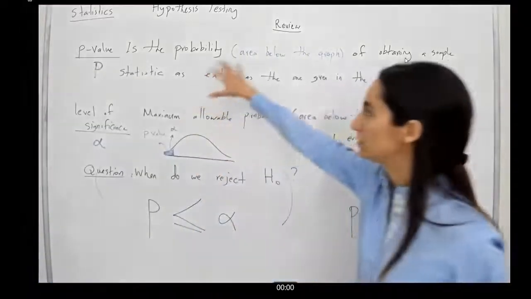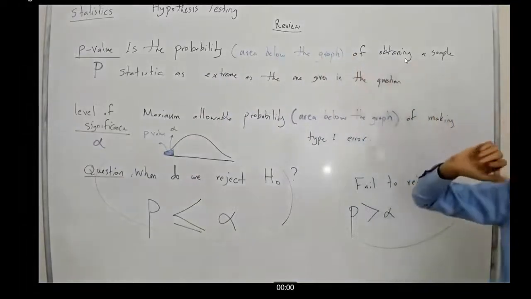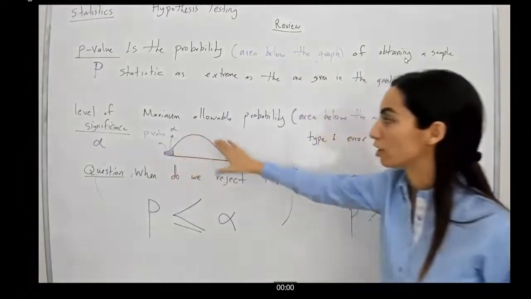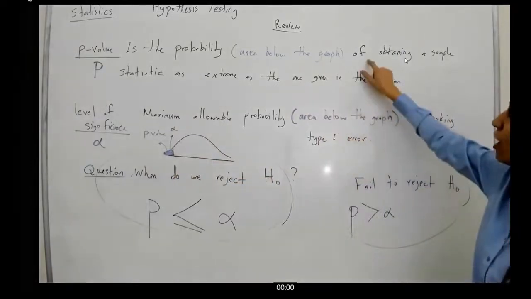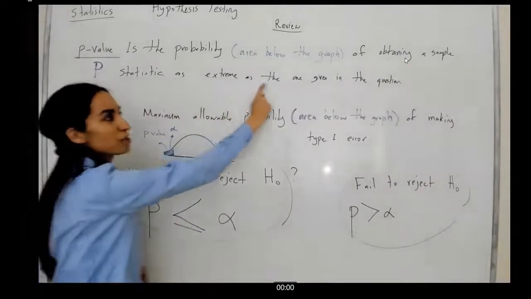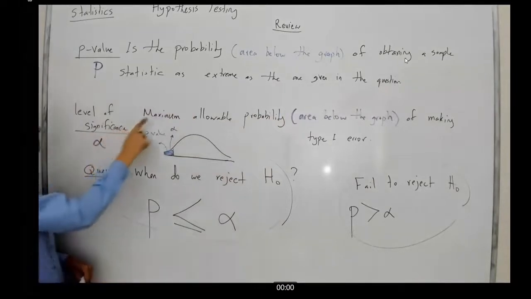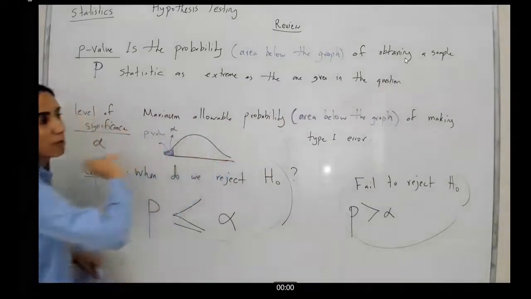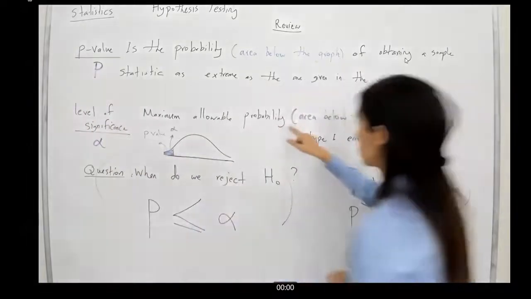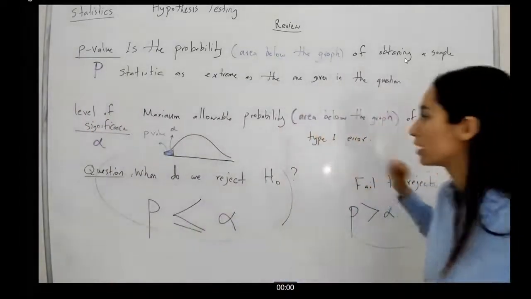So p-value is the probability or area below the graph of your standard normal distribution of obtaining a sample statistic as extreme as the one given in the question or in the example, and level of significance denoted by alpha is the maximum allowable probability. Again, you have the probability. It means that you are working with area of making type 1 error.